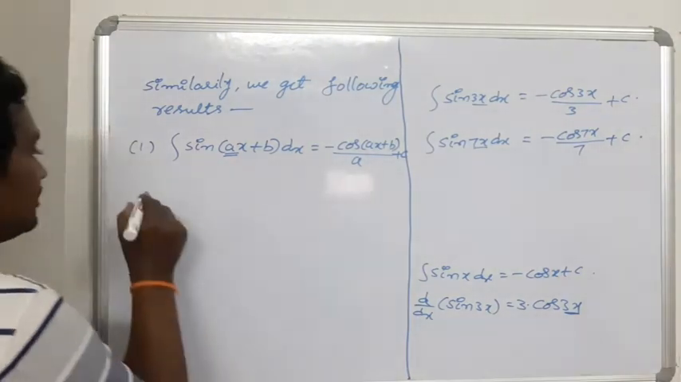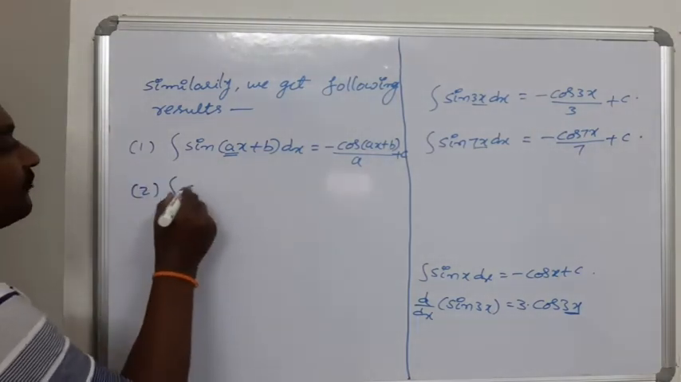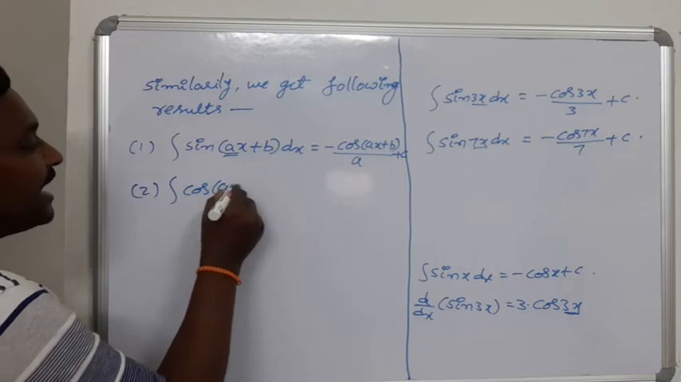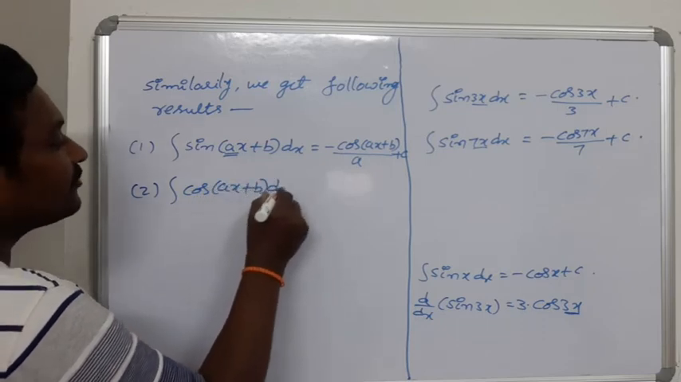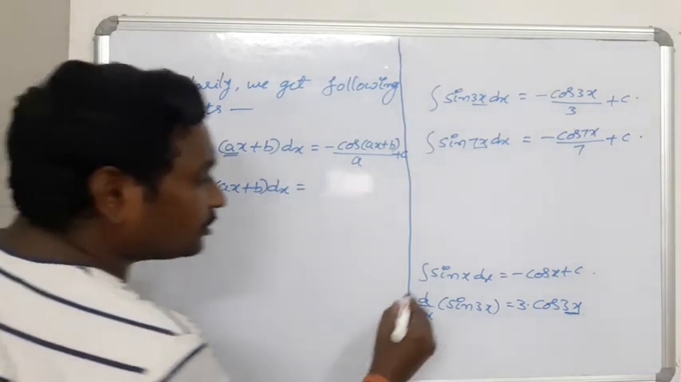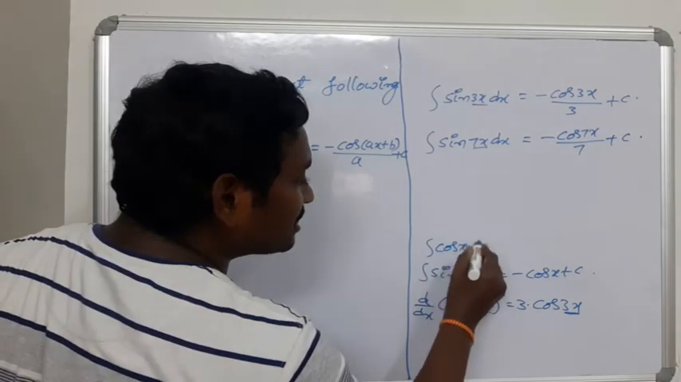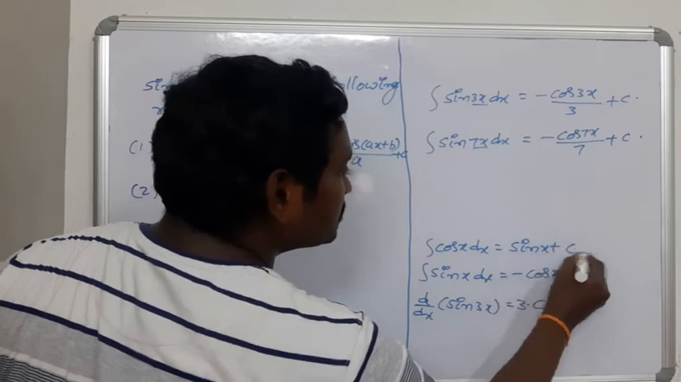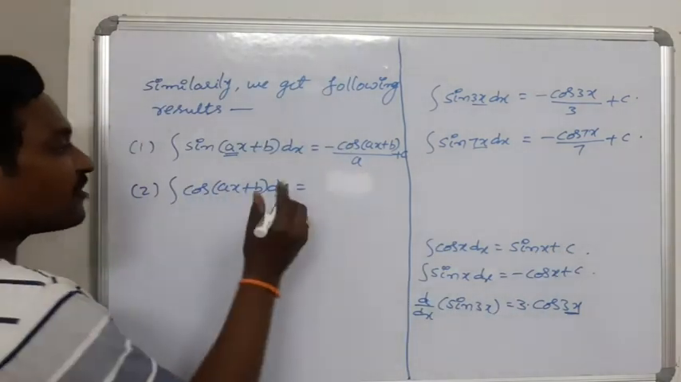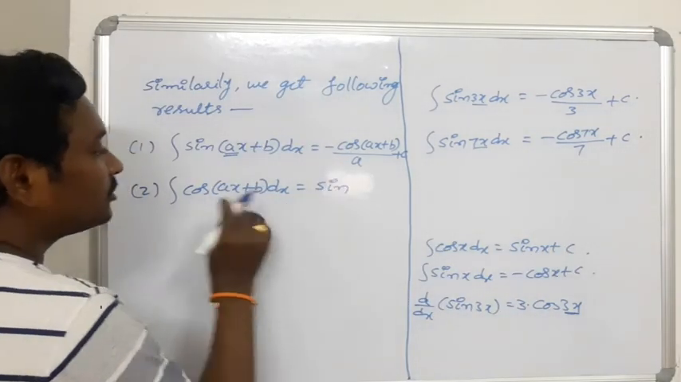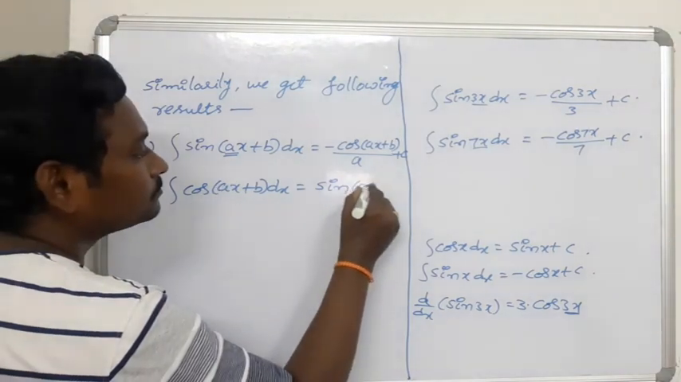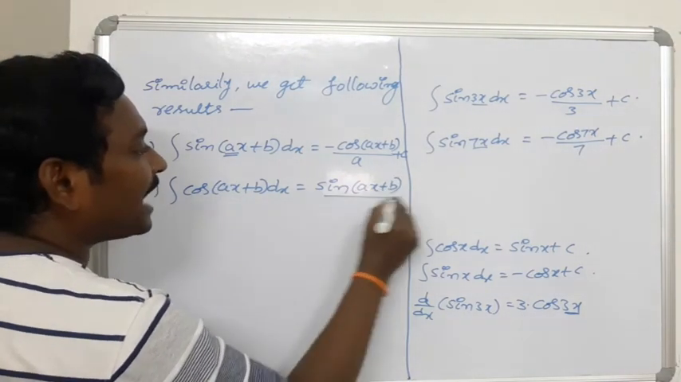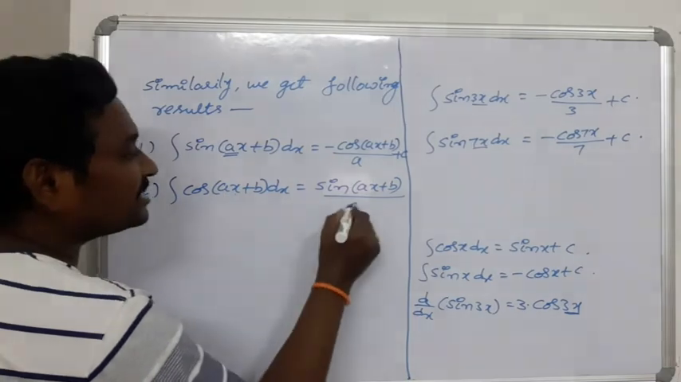Similarly, we have the integration of cos of ax plus b. We know the integration of cos x is sin x plus c, simple. So in a similar way, the integration of cos is sine. Write the similar angle and write the coefficient of x in the division.